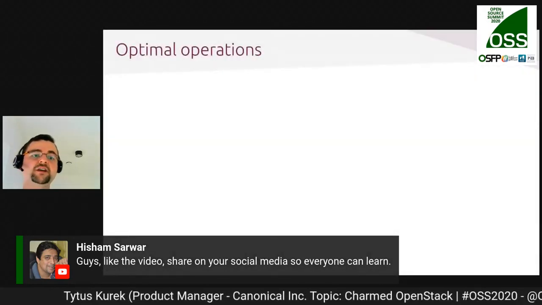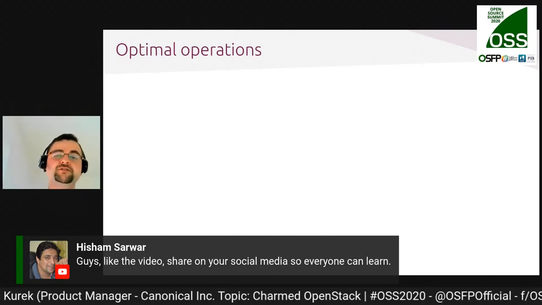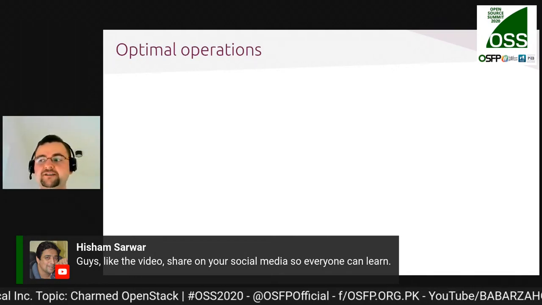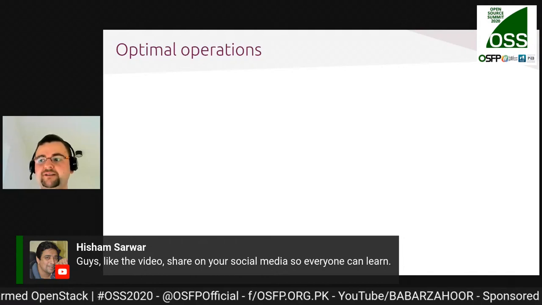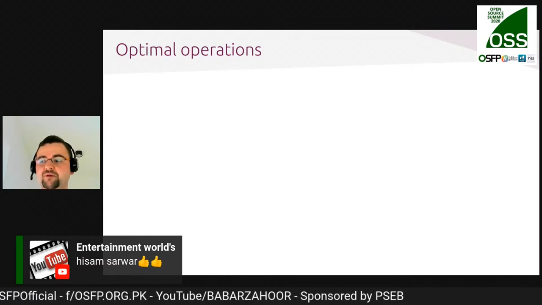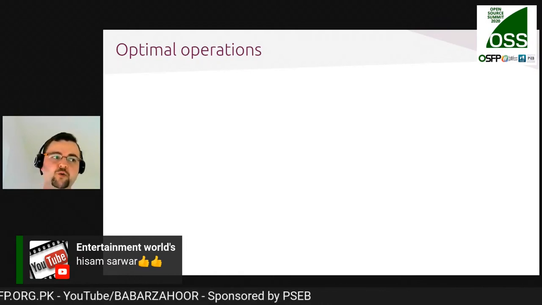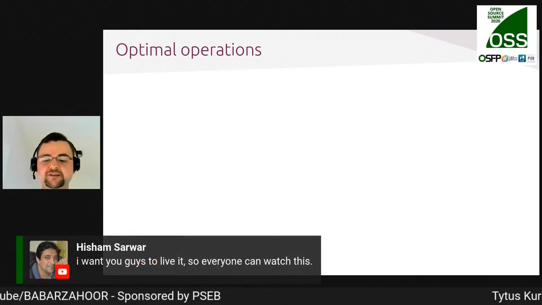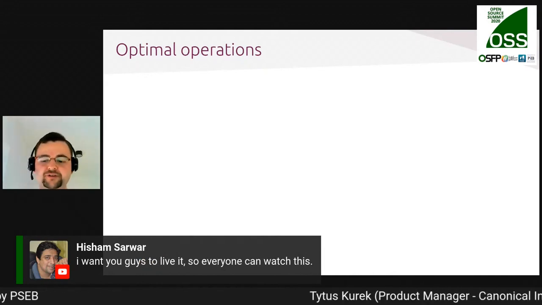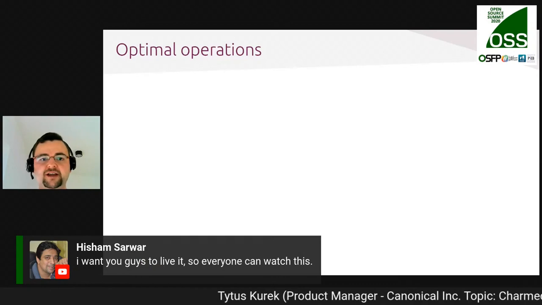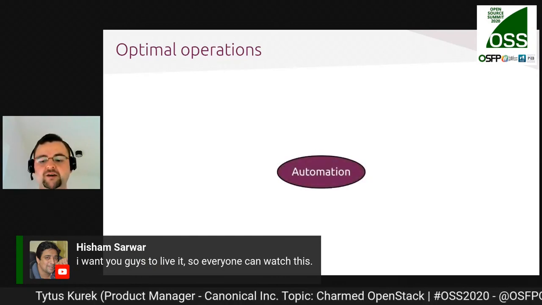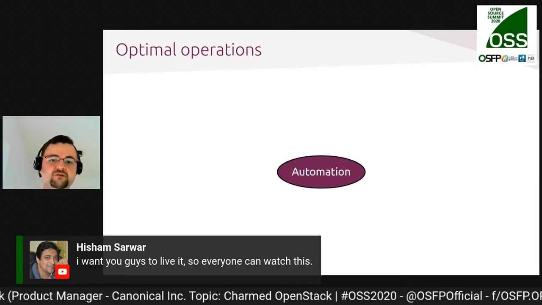But when it comes to the optimal operations, it is actually more interesting because OpenStack is known to be pretty complex, and there are various services that are interconnected and have to be properly configured to work with each other. So in order to ensure better operations for OpenStack and enable things like OpenStack upgrades in a fully automated way, for example, in the heart of our offering is automation.